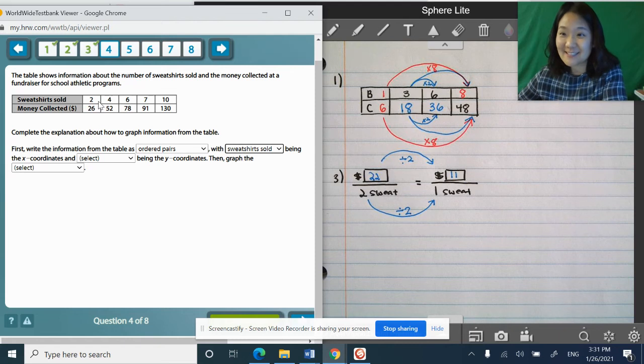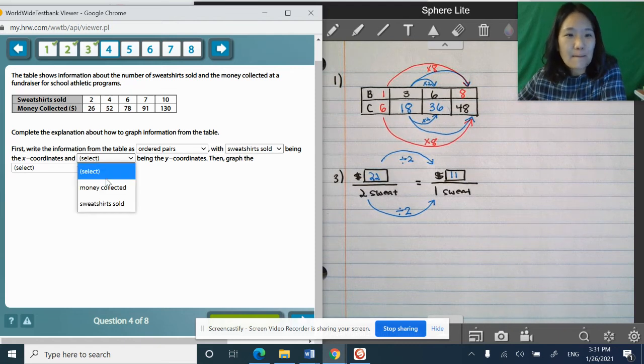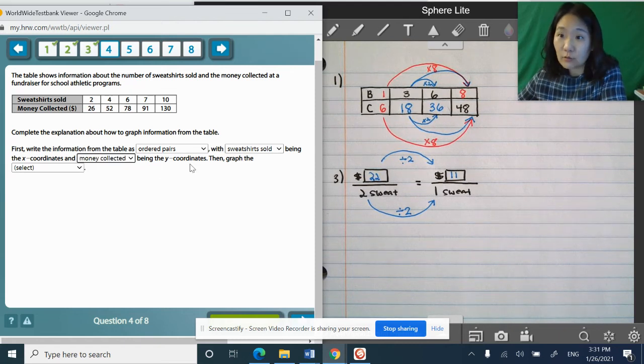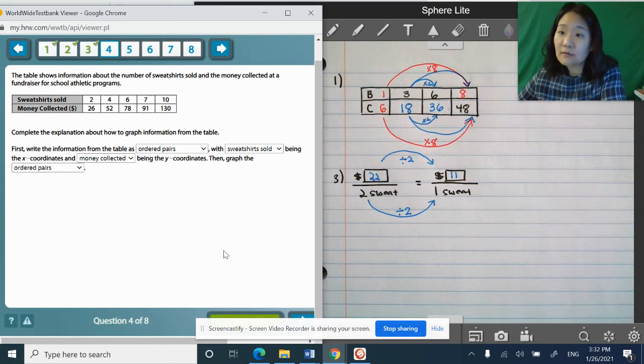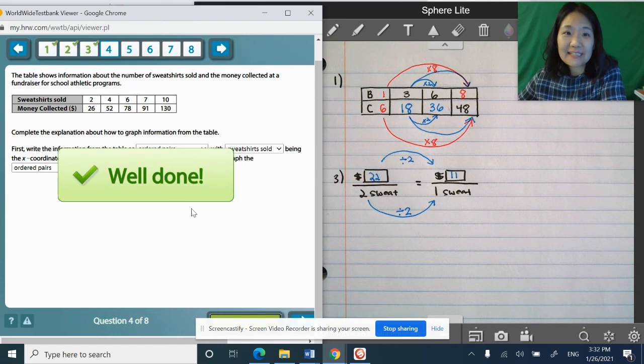Oh, I just talked about that, huh? And money collected being the y coordinates. Then graph the ordered pairs. Let's see. Yay!